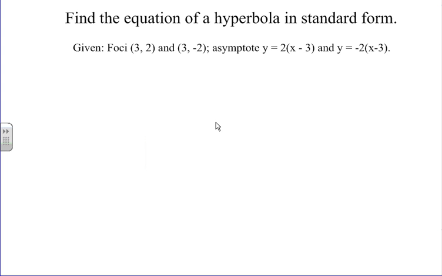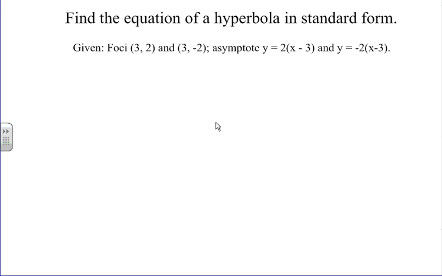Find the equation of a hyperbola in standard form. Well, here we go, and we're going to use conics to help us determine this. We are given the foci and the asymptotes of this problem. This is a very common problem that you see a lot in pre-calculus and calculus textbooks. So without further ado, let's get started.